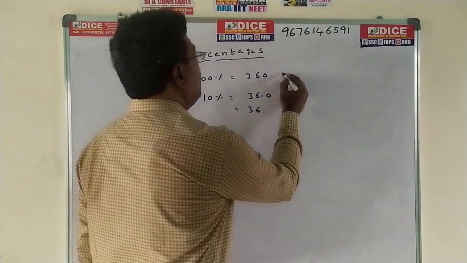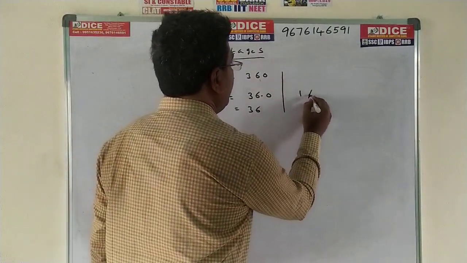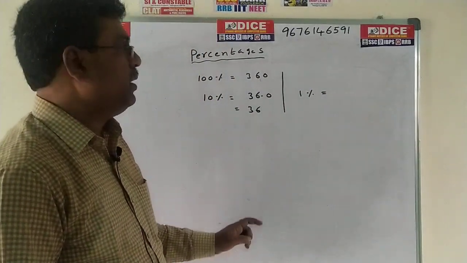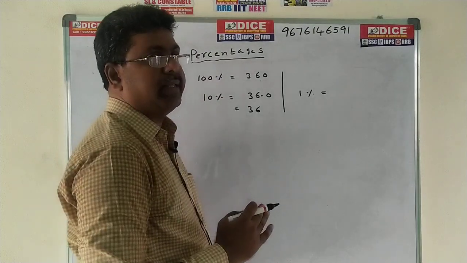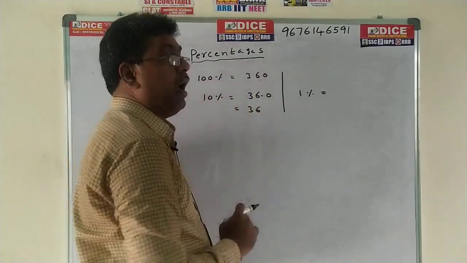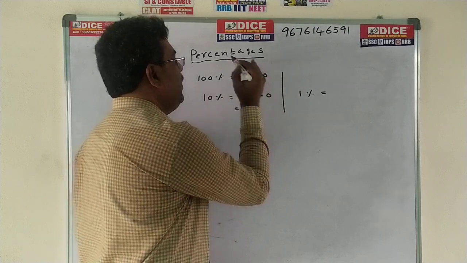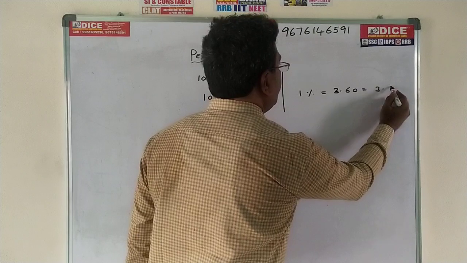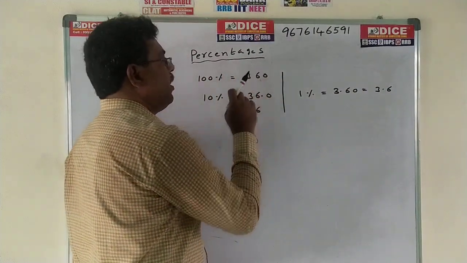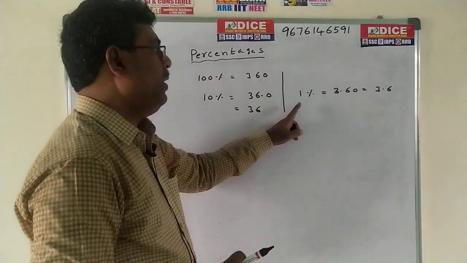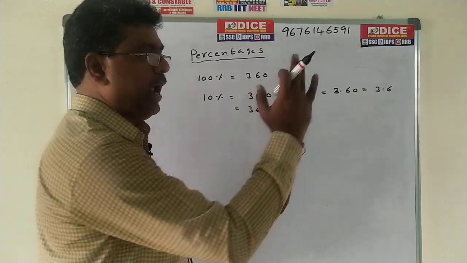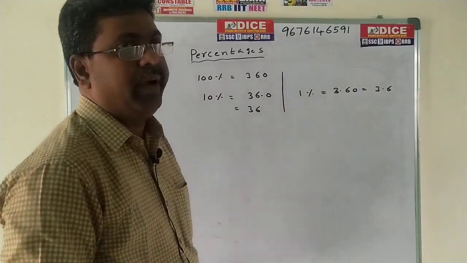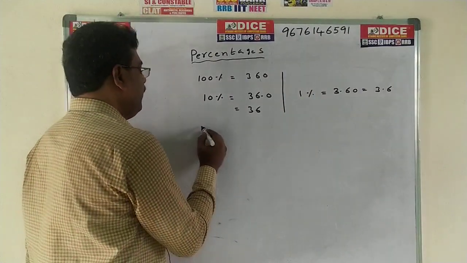Suppose we want the 1% value. How to find it? From the right hand side, after 2 digits you have to put a decimal, that means 3.60, which is also equal to 3.6. So 1% means after 2 digits from the right hand side put a decimal, nothing but 3.6 is the required answer.